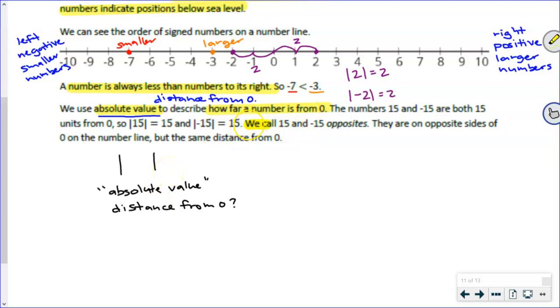Because of that, we call 15 and negative 15 opposites. That's another vocabulary word. And it makes sense, really. They're on opposite sides of the number line. Here's 0, that middle. 15 would be over here. Negative 15 would be over here. So they're on opposite sides, but specifically, they're the same distance from 0. We're going to talk about those vocabulary words in depth in a couple of days. Just know this is kind of your preview.